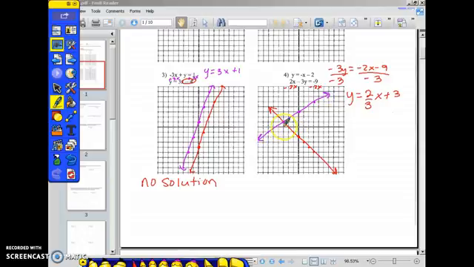And we cross that negative 3, 1. So we have one solution. That solution is negative 3, 1.